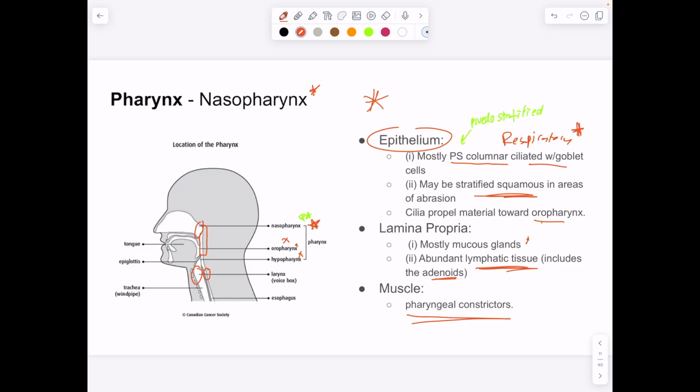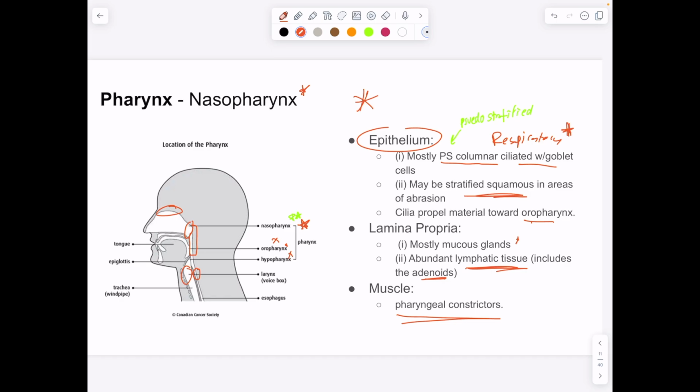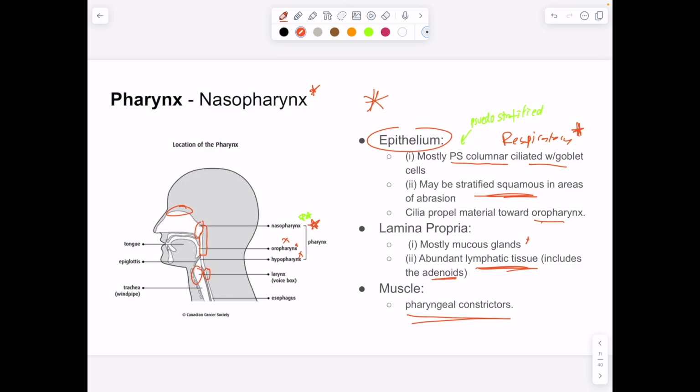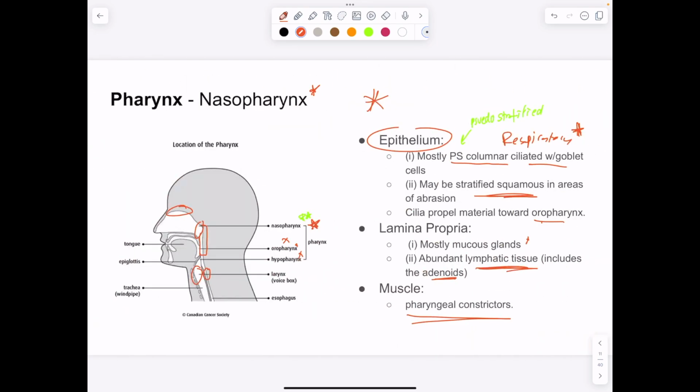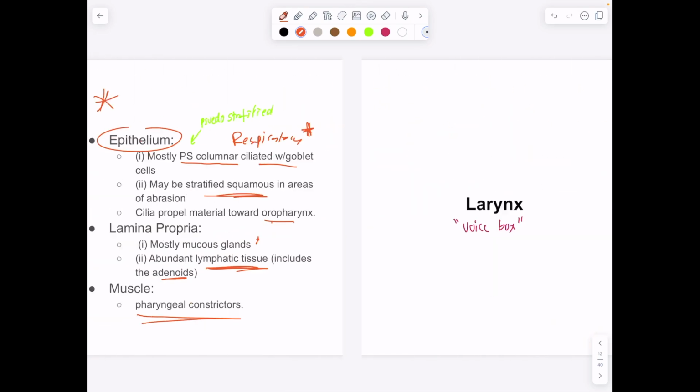All right, there's really only going to be two exceptions to respiratory. One is the olfactory region, right? And that's got the sustentacular cells instead, which are long cells, right? Sustentacular, columnar, and they have microvilli at the top instead of cilia. And the other exception will be the true vocal cords that we'll see in the larynx.